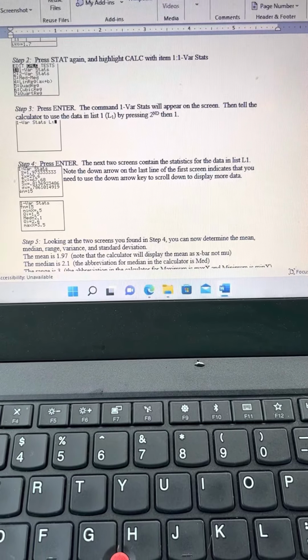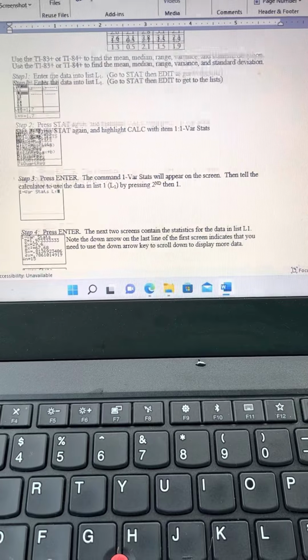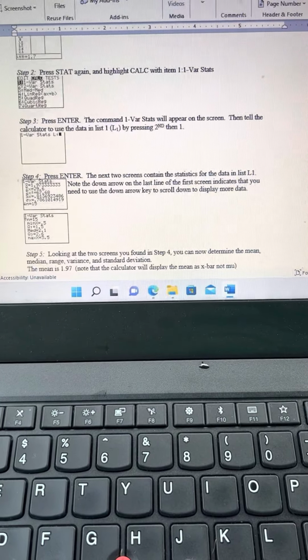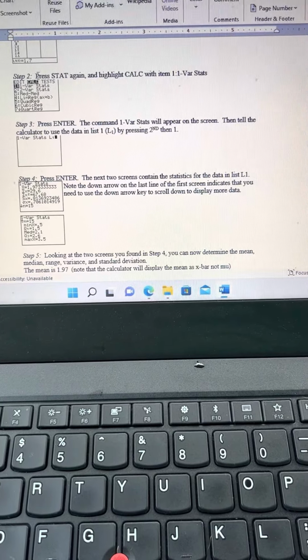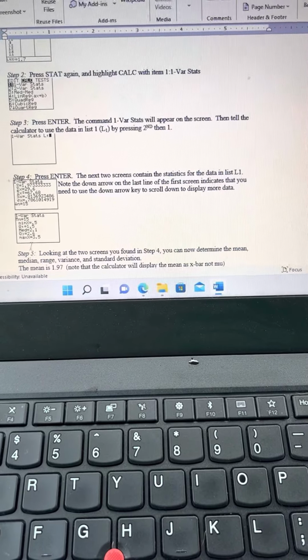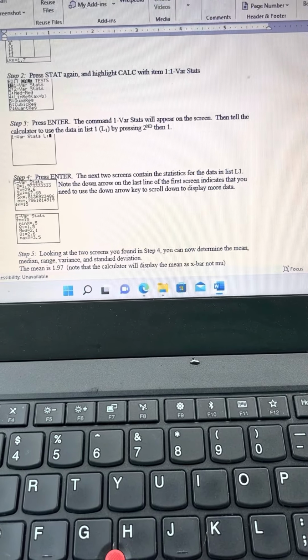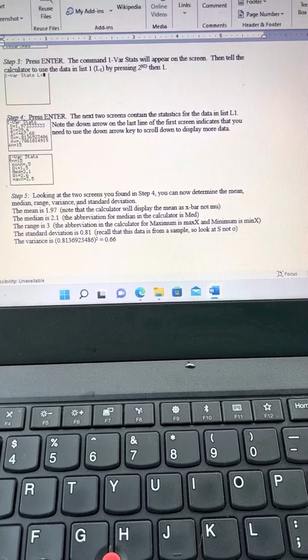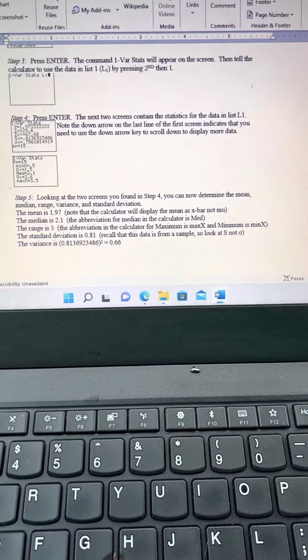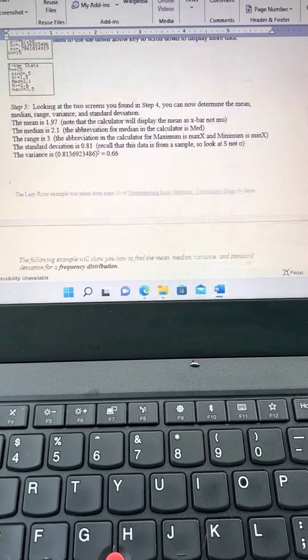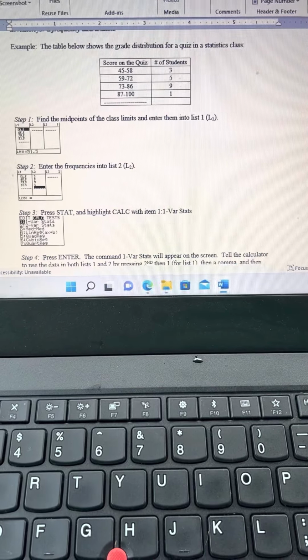So if you have a data set here, you type it into L1, and then you go into your stat calc and so forth, and it shows you the screen of what the calculator looks like. And then here are your answers for this problem. So like I said, this is just a reference guide for you to do that.